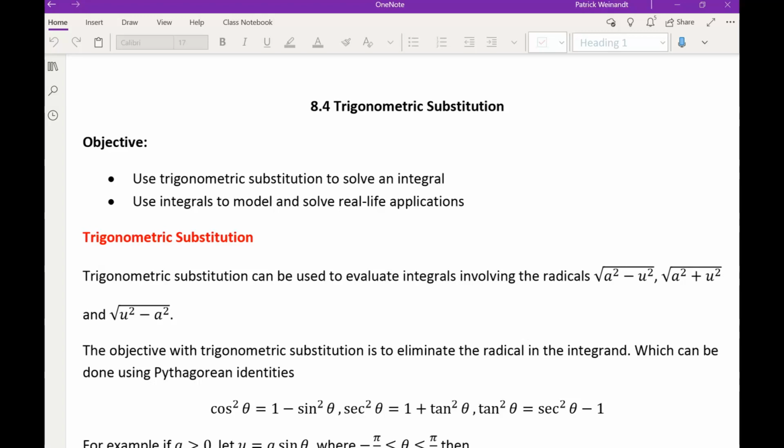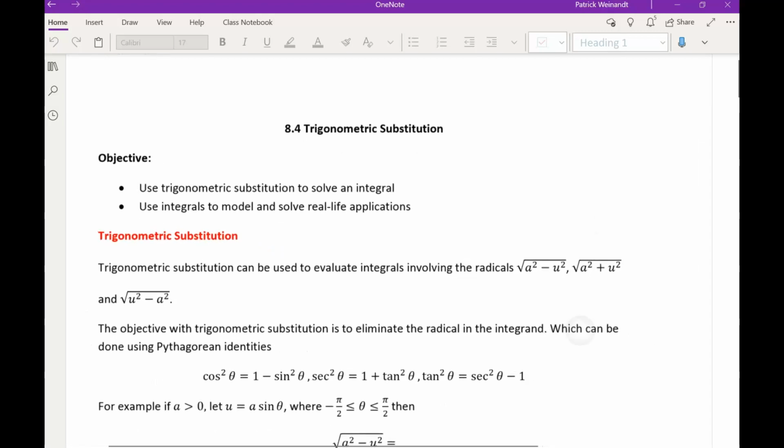Our objective is to use trig substitution to solve an integral, and then use integrals to model and solve real-life applications towards the end of this lesson. But first, let's talk about trigonometric substitution and what we're going to be doing here.